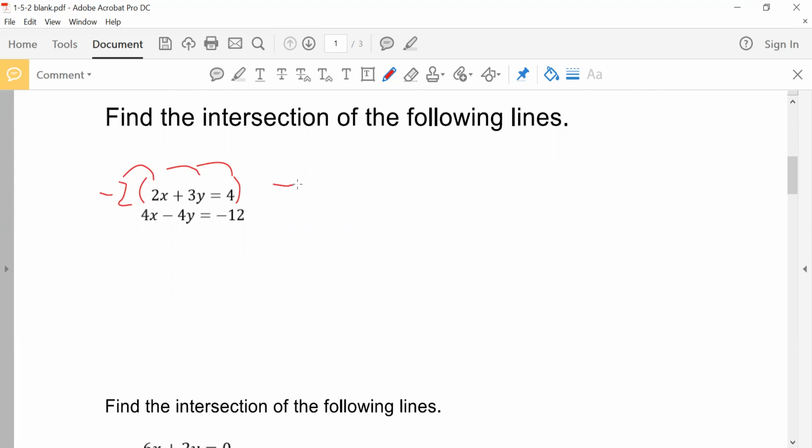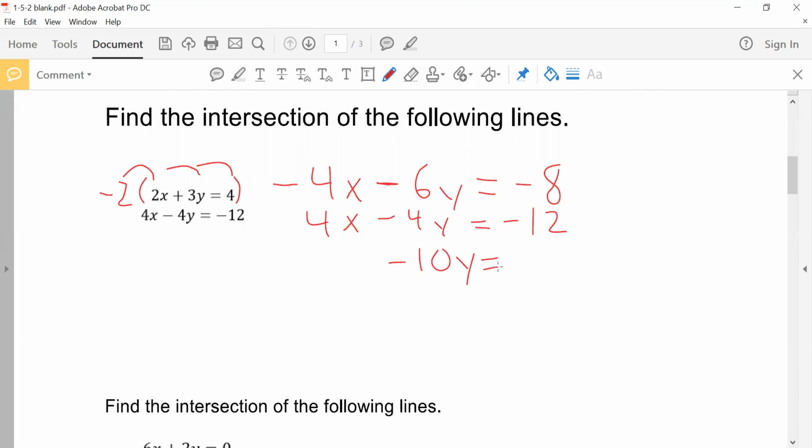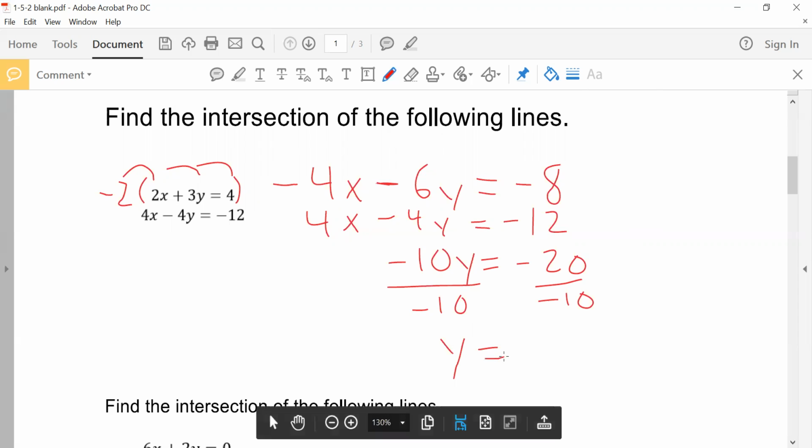So that would give me -4x minus, because it's a negative times a positive, minus 6y equals -8. And we're going to leave the bottom equation just as it is. 4x minus 4y equals -12. If I combine equations now, the x's will cancel. Notice their coefficients are equal and opposite. That means they're going to cancel. -6y, take away 4 more y's, that's -10y equals -8, take away 12 more, that's -20. Divide both sides by -10, and it looks like y equals 2.